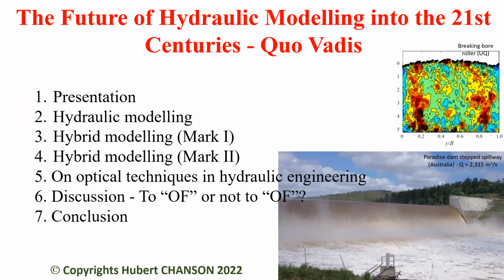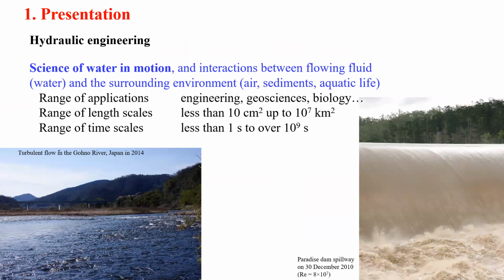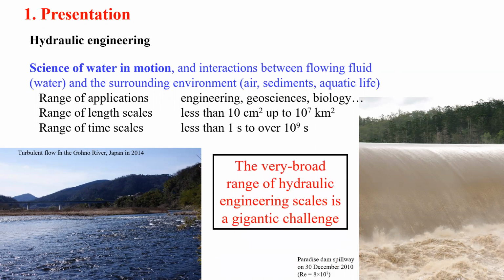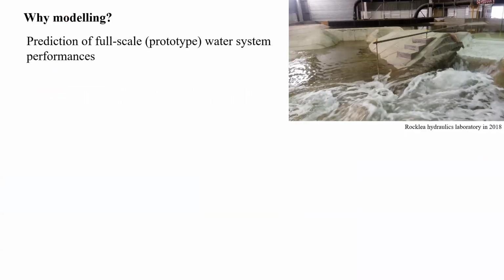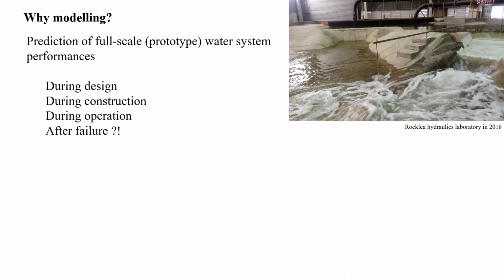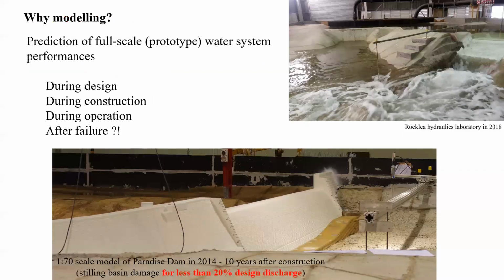A summary of this talk is here, starting right from the beginning. As hydraulic engineers, we are dealing with the science of water in motion and its interaction with its surroundings, including sediments, atmosphere, and aquatic life and flora. We are also dealing with a very broad range of engineering scales, both time and length scales, and thus we need modeling techniques to predict the characteristics of full-scale water system performances during design, during construction, during operation, and possibly after failure, as is the case in the bottom photograph, a physical model of the Paradise Dam after a major accident downstream of the stilling basin.